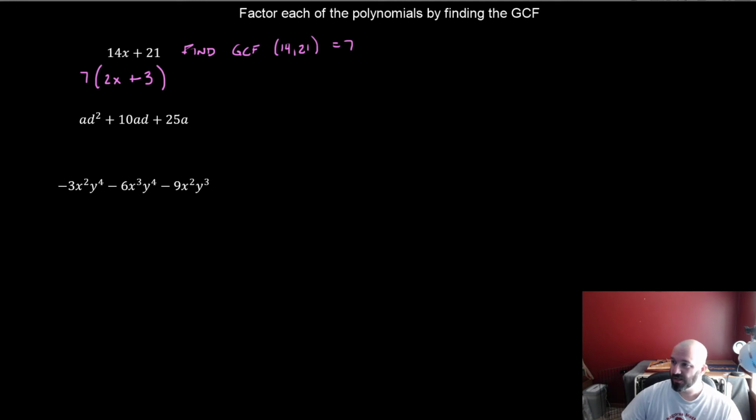Again, to check, just take this 7, multiply it back through. Do you end up getting this thing? If you do, you're good. If not, then go back and double check your math. All right, next one.